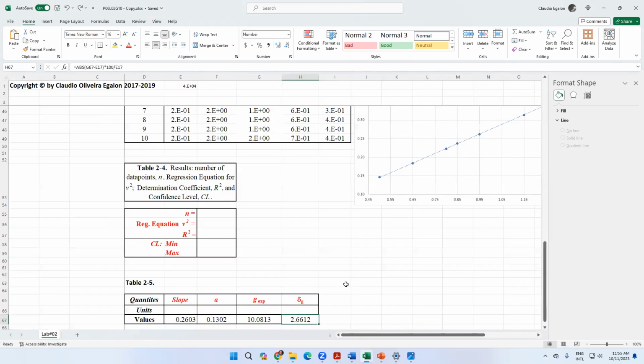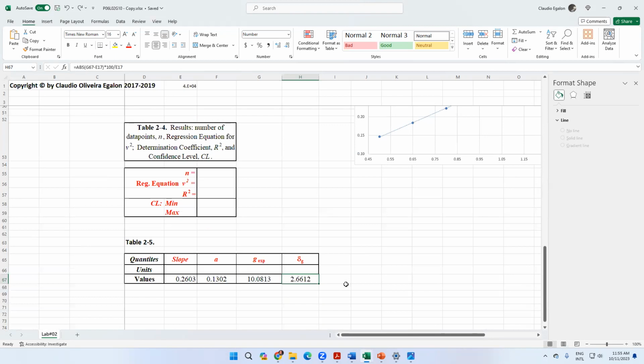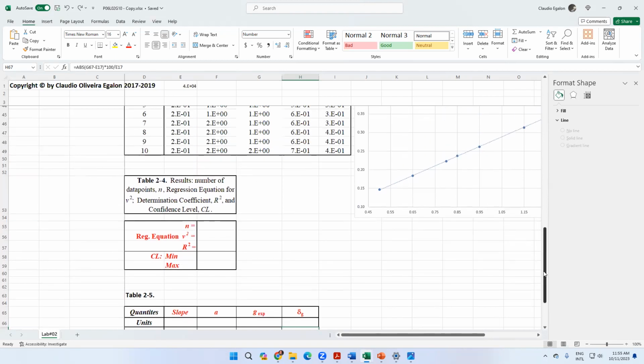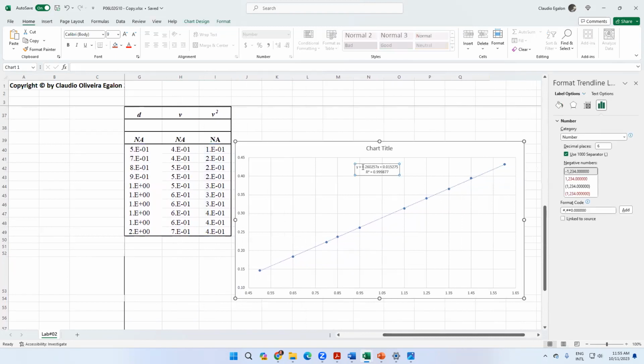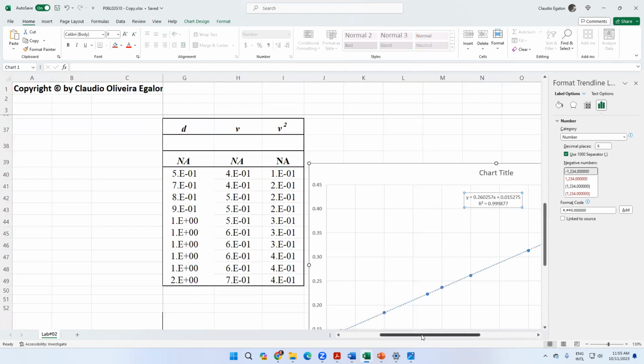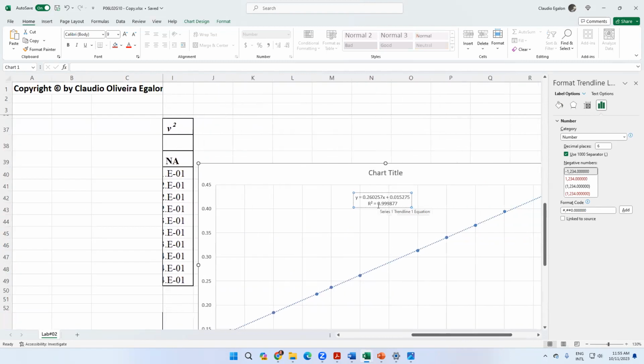But which one do I need to type? The slope, the 0.260, right? Yeah, that's the slope of your regression curve. In my case it's 0.26025. In your case, it might be something different. How about the units?